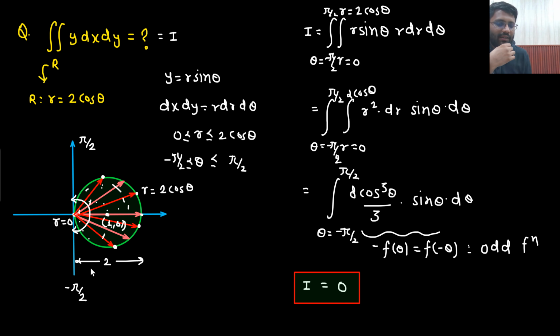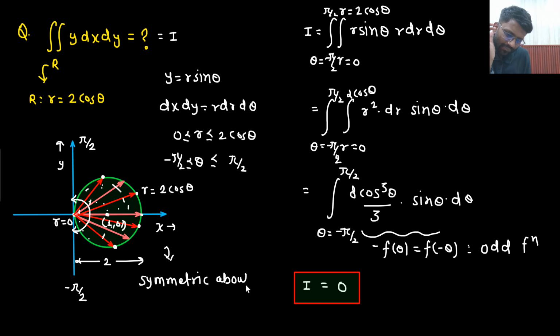This particular region that you have made is symmetric about the x-axis, right? This is your x-axis, this is your y-axis. This is symmetric about x-axis. If it is symmetric about x-axis, what does that mean? Let's just say in this region there is some point present which is x comma y.